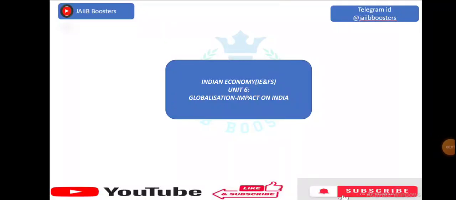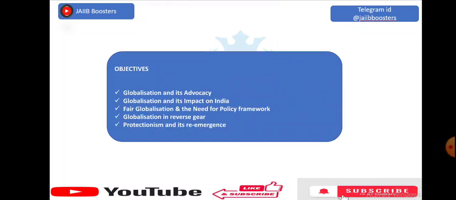Hi everyone, Indian economy is the first paper of JAIIB. Now we are going to discuss Unit 6 of Module A in Indian economy, which is globalization impact on India. What are the objectives we are going to discuss in this chapter?